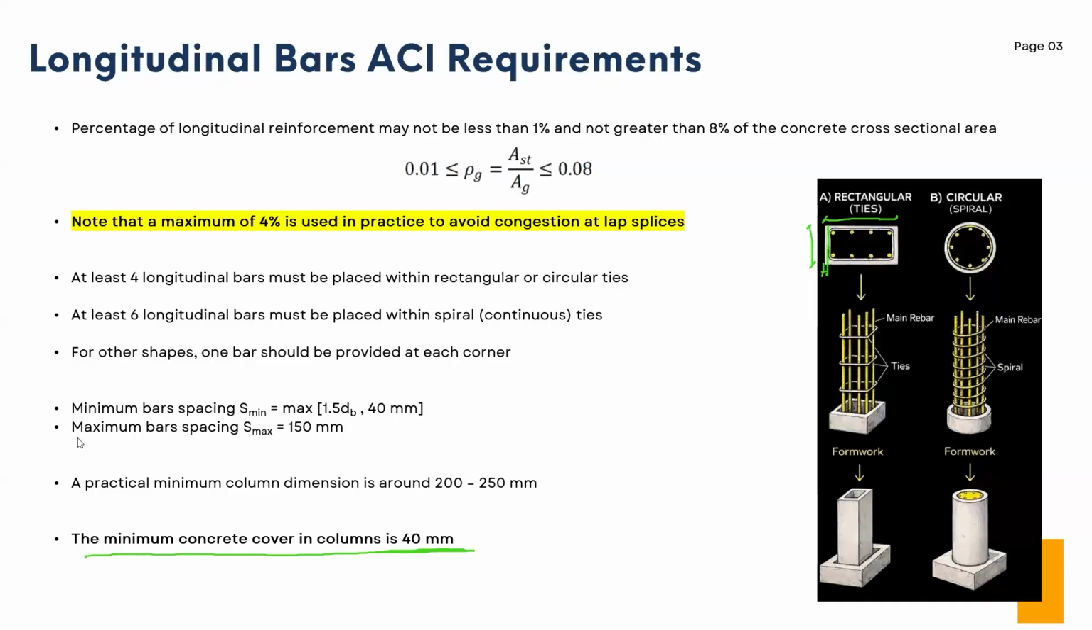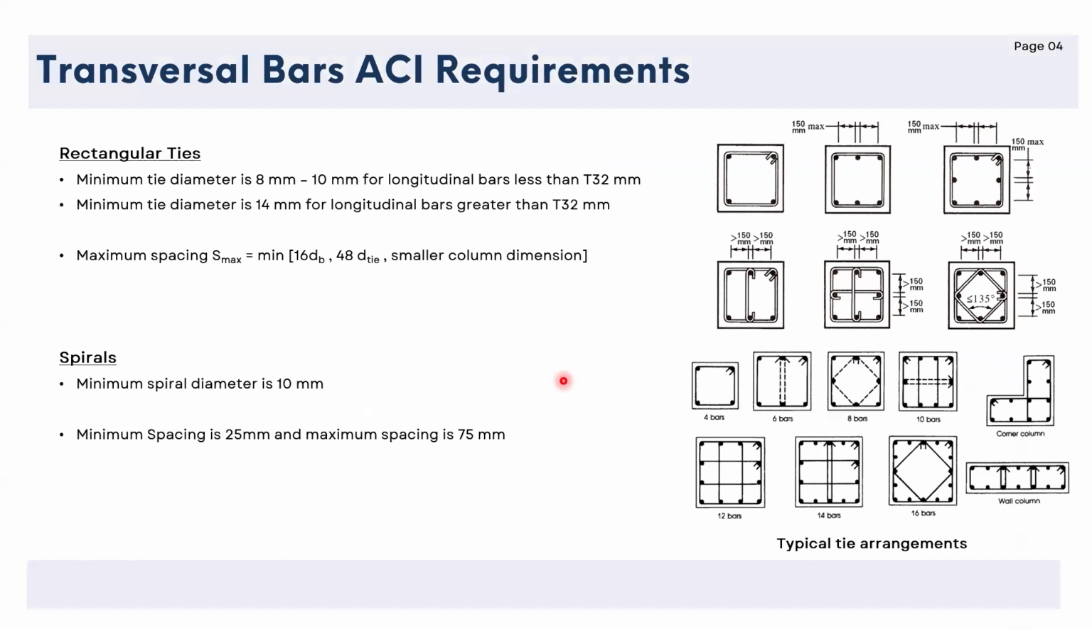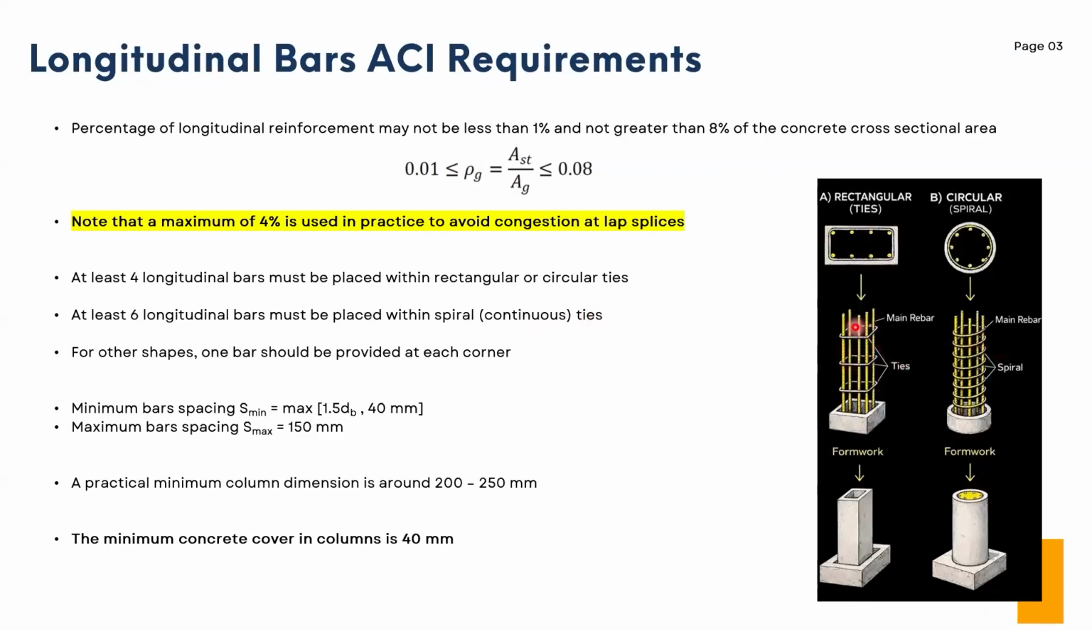This is concerning the longitudinal bars. Concerning the transversal bars, we have two types of bars. We have the rectangular ties and the spirals. Okay, as we have seen in this image, rectangular ties are not connected. It's one tie by itself. However, the spirals are connected along the whole length or height of the column.